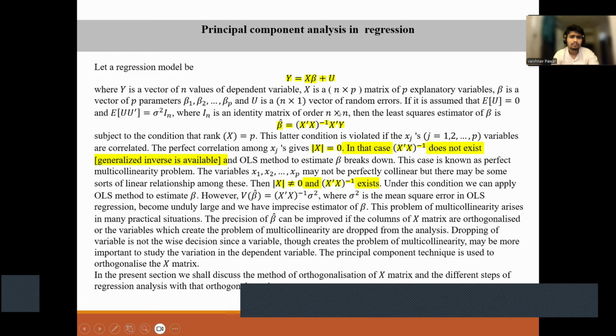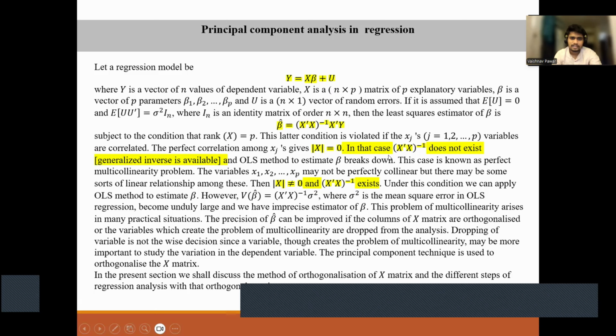This is our regression model. We know that the expectation of u equals 0 and the expectation of uu' is the variance of u, which is sigma square I_n, where I_n is the identity matrix, and this is our least square estimate of beta. We also know that the rank of X equals p. If this condition is violated, that is, the determinant of X'X equals 0, then the regular inverse does not exist. Then we have to find the generalized inverse, and the OLS method to estimate beta also breaks down. This case is known as the perfect multicollinearity problem.